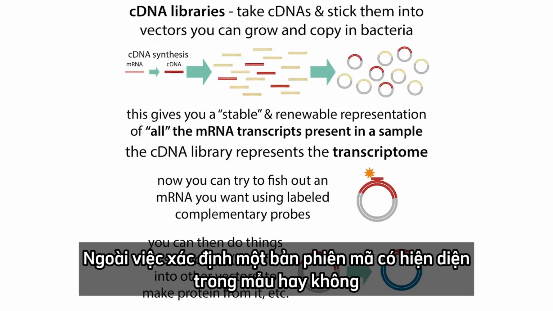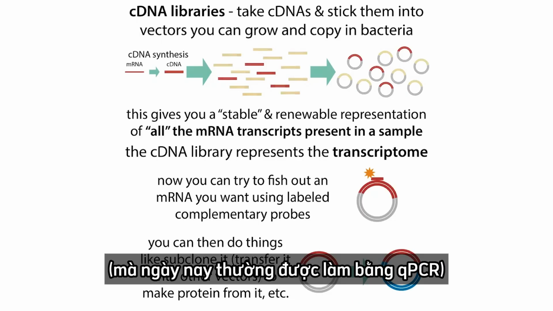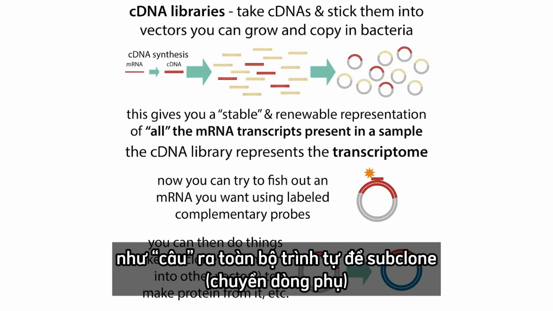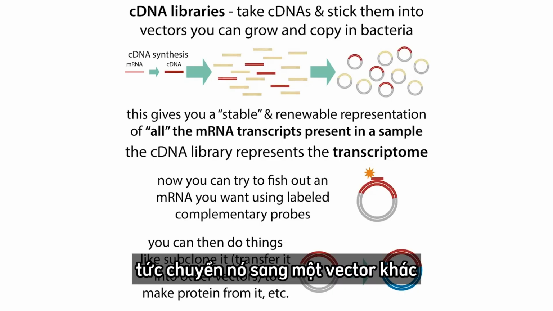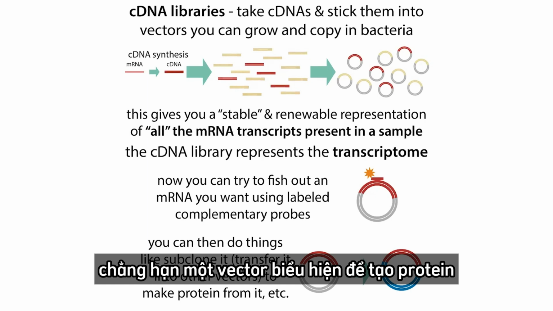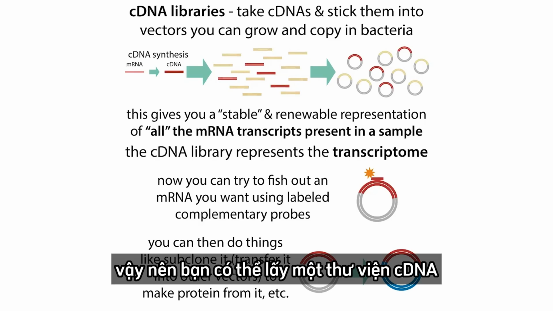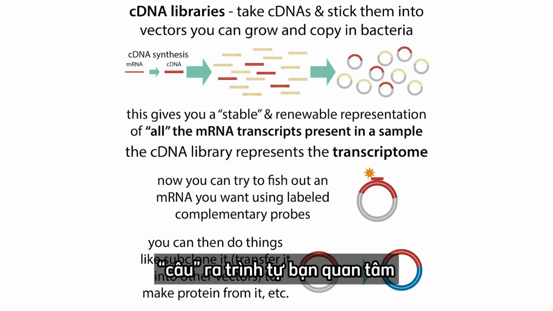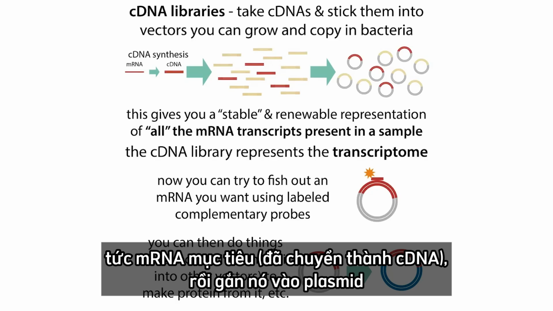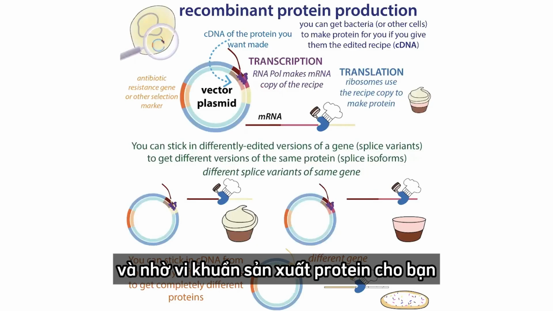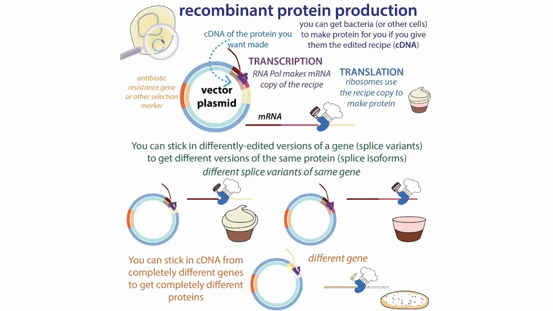In addition to identifying whether a transcript is present in a sample, which again, these days is typically done using a qPCR, you can also do other things, like fish out the whole sequence in order to subclone it, so transfer it into another vector, such as one of those expression vectors for making a protein. So you might take a cDNA library, fish out a sequence of interest, the mRNA of interest, then stick it into a plasmid, stick that plasmid into bacteria and get bacteria to make the protein for you.